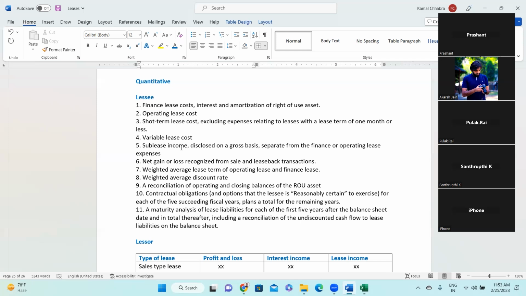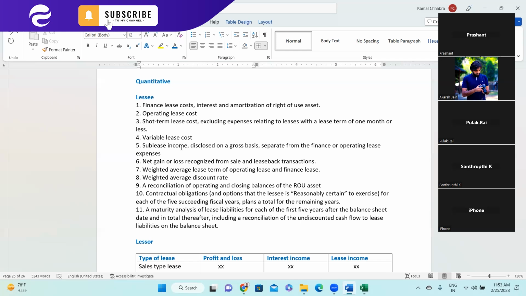Income also needs to be disclosed on a gross basis, and both need to be disclosed separately from finance or operating lease expenses. Sixth is net gain or loss recognized from sale and leaseback transaction. If you are selling any asset and taking that asset back on a lease, there would be some additional burden generally you are incurring. So what is that loss you are incurring? That also you need to disclose separately.